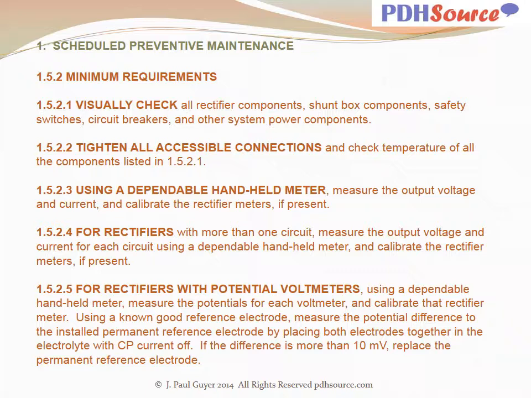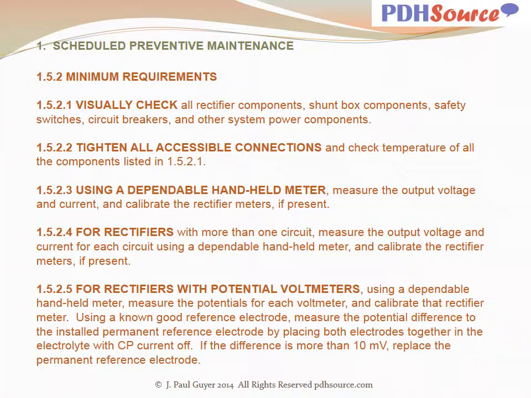The minimum requirements: visually check all rectifier components, shunt box components, safety switches, circuit breakers, and other system power components. Tighten all accessible connections and check the temperature of all the components. Using a dependable handheld meter, measure the output voltage and current and calibrate the rectifier meters if present. For rectifiers with more than one circuit, measure the output voltage and current for each circuit using a dependable handheld meter and calibrate the rectifier meters if present.